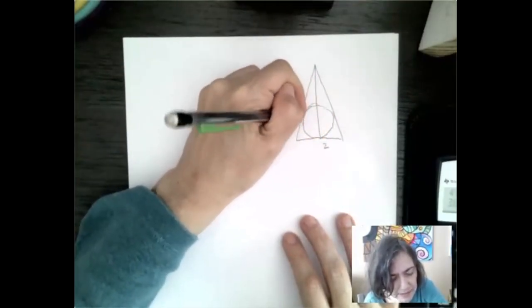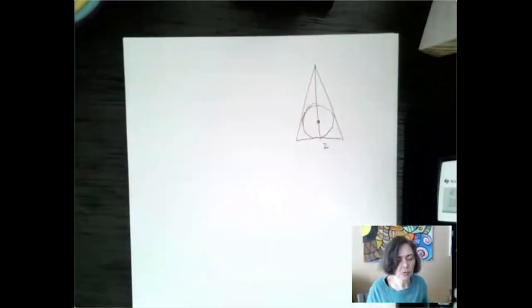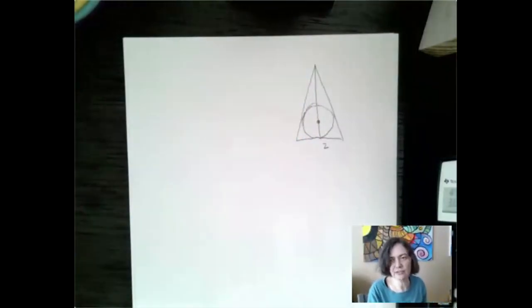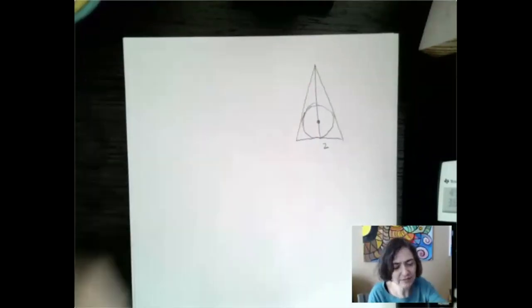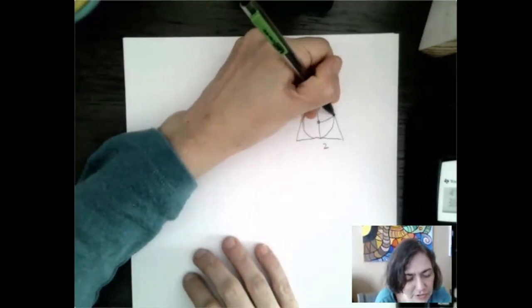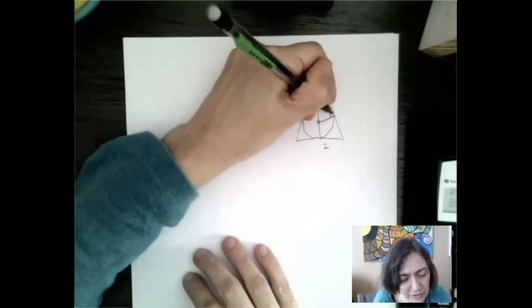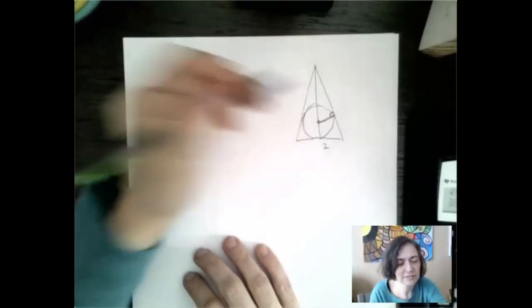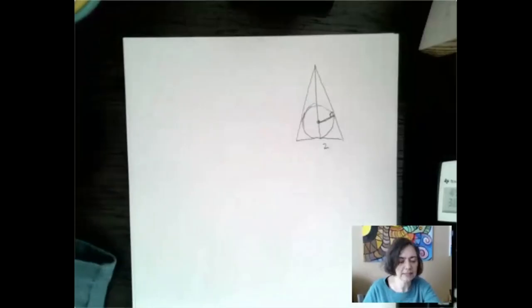Now the inscribed circle is such that all three sides of the triangle are tangent lines to the inscribed circle. And how do we use a tangent line to a circle? Well, the radius drawn to the point of tangency is perpendicular to the tangent line. So there is a right angle here.